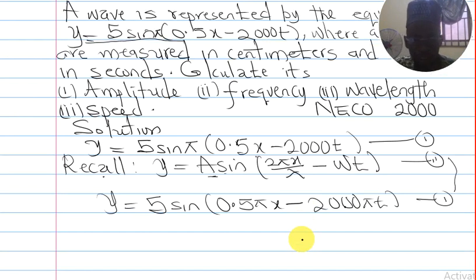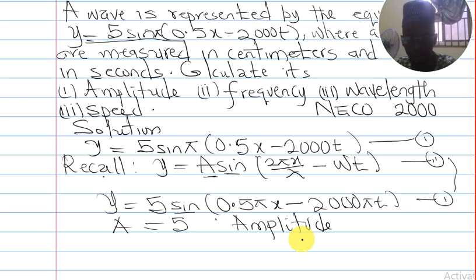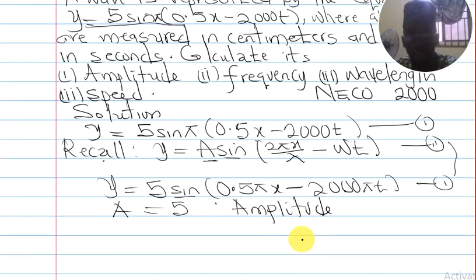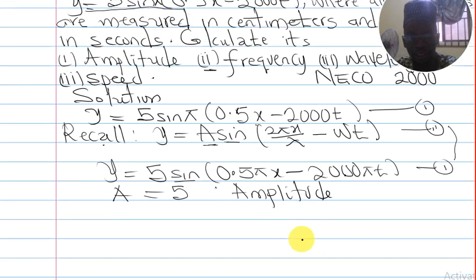Now the coefficient of sine here is A. The coefficient of sine here is 5. It means my A is equal to 5. So this one is the amplitude, okay? We call this one amplitude. So we have done the first question. Now the second question is: calculate frequency. This is our mission here, right?